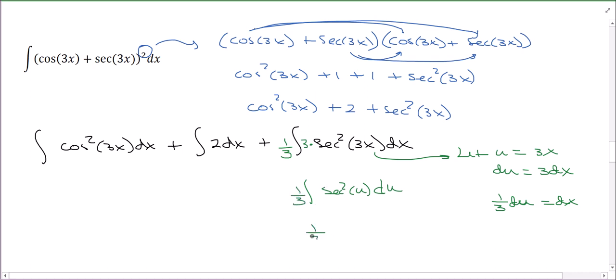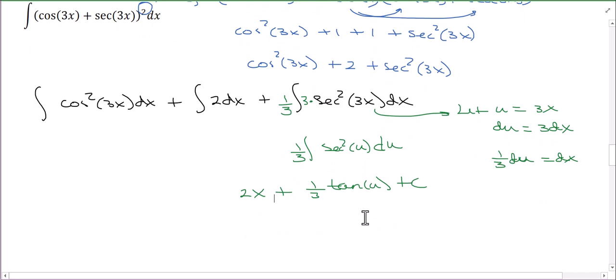And we know that this is then the integral of secant square is tangent plus a constant. The integral of 2 is 2x. So here you still have to go back to x's. So this will be 2x plus 1/3 tangent of u. What was u? 3x plus c. So those were not too bad.